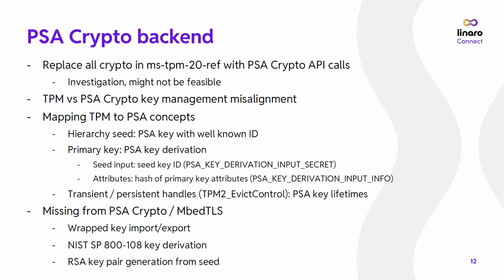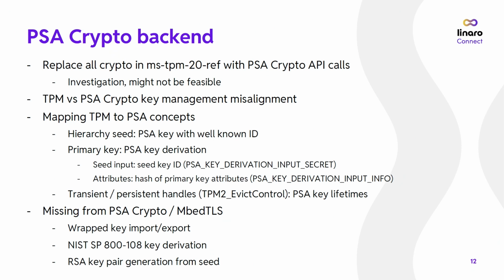But then I ran into some issues, because for the child key generation, the TPM spec actually requires that the private part of the child key must be exported wrapped, meaning that it should be exported in an encrypted form, encrypted by the primary key from which it has been derived. And this is something that's not supported by PSA Crypto yet. I think it's on their roadmap, but it's not there.